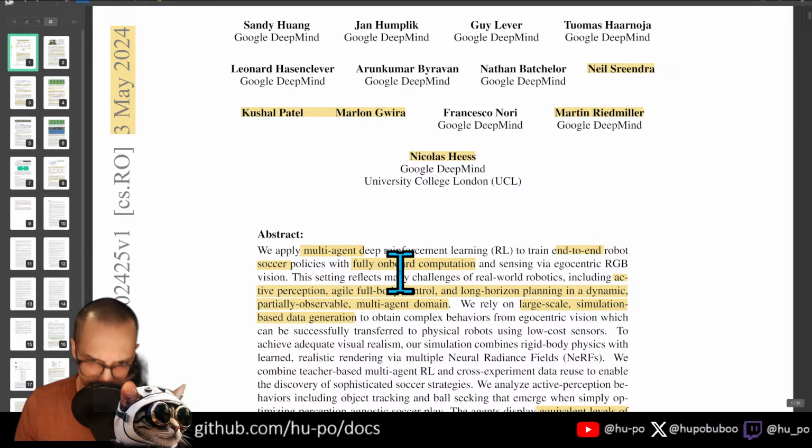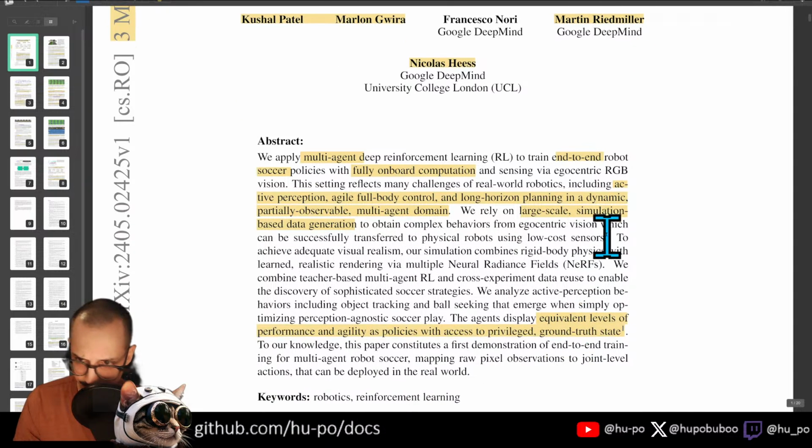So this paper is really great in terms of being a good implementation of all the different hard parts of reinforcement learning in a real-world system, right? This setting reflects many challenges of real-world robotics, including active perception, agile full-body control, long-horizon planning, and a dynamic, partially observable multi-agent domain. So it's tackling all the hard problems at the same time, and it works. We rely on large-scale simulation-based data generation to obtain complex behaviors from egocentric vision, which can be successfully transferred to physical robots using low-cost sensors. Low-cost sensors here just literally being the camera, an IMU, and the joint encoders.